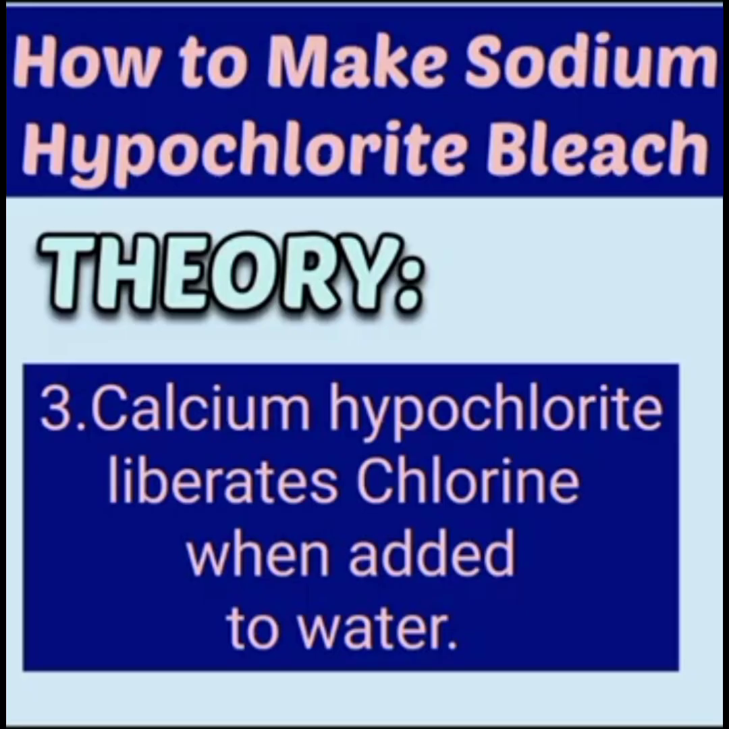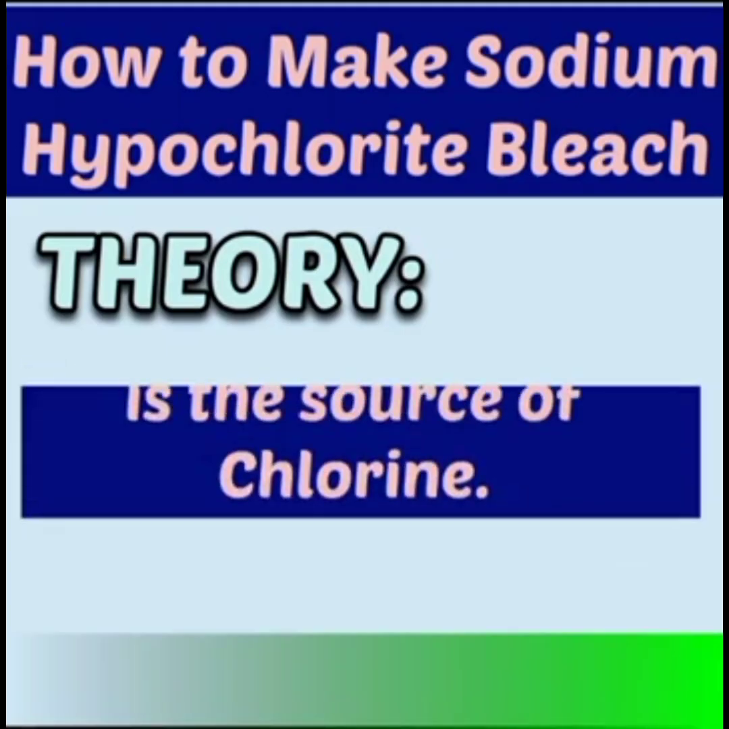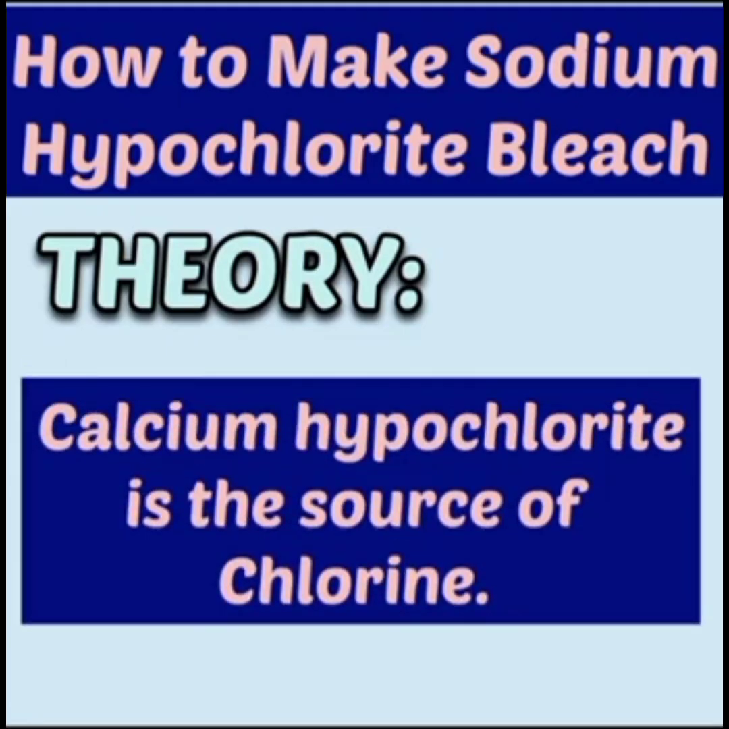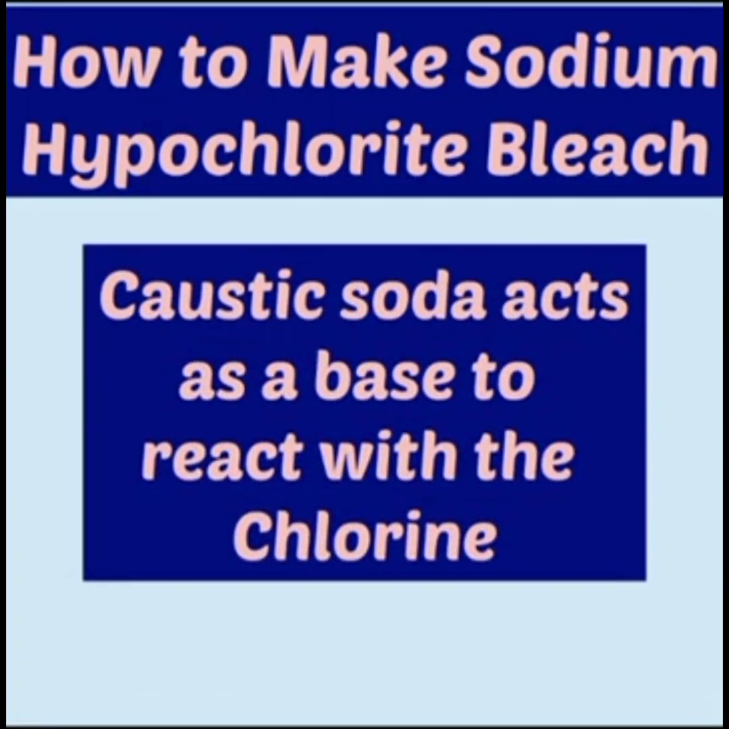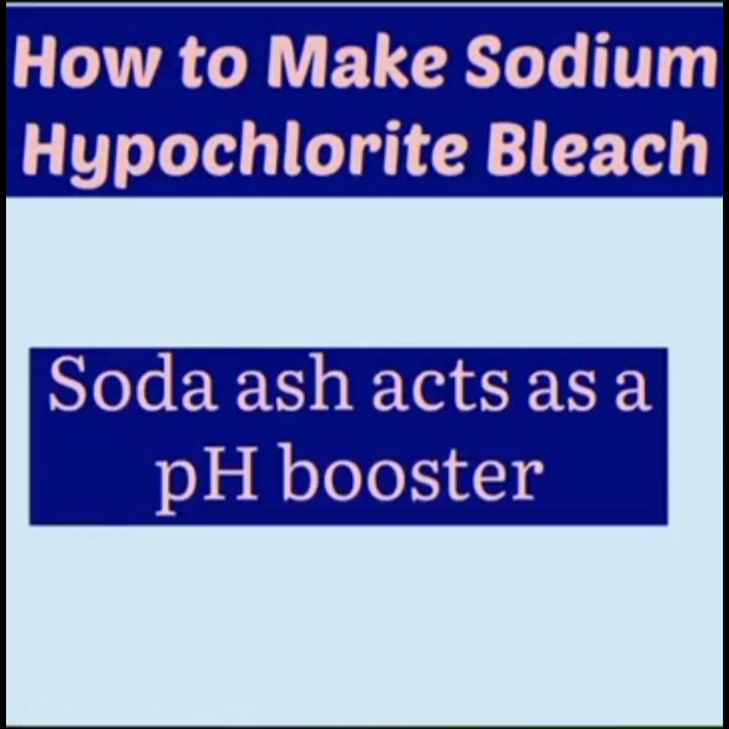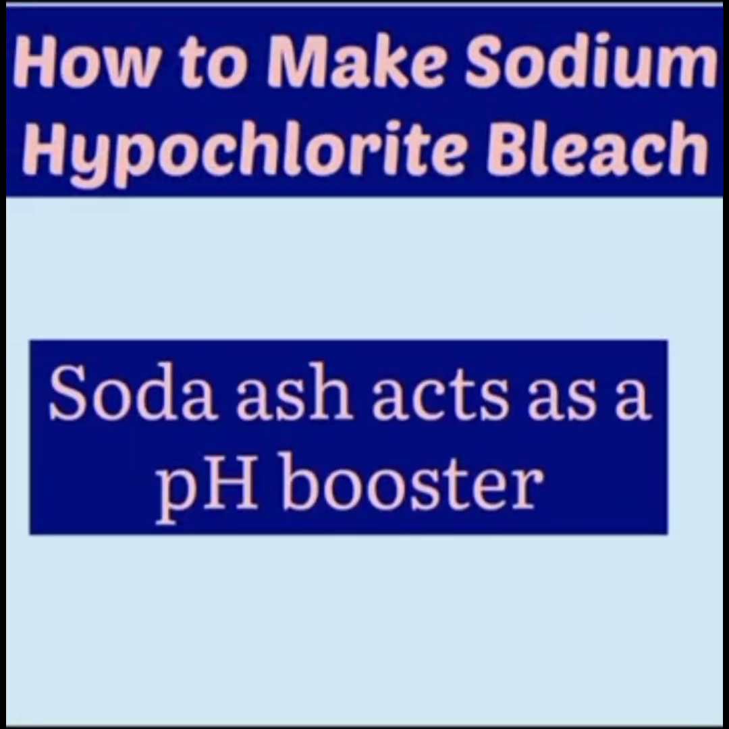Alright, so from the recipe, the calcium hypochlorite is going to act as the source of chlorine. The caustic soda is going to act as a base to react with the chlorine, and the soda ash is going to act as a pH booster to elevate the pH of the product, because bleach works effectively when the pH is high.